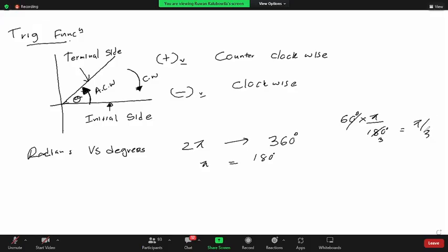60 means π over 3. So if you have a radians value of 2π over 3, and you need to find the degree value, then simply you can multiply this by 180 over π. We cancel out 3 times 6. Then this should be 120.